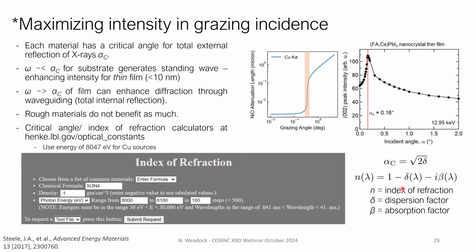From this index of refraction, you can calculate the critical angle for total external reflection, so the angle at which X-rays will no longer bounce or reflect off your sample, but will start to penetrate inside. That's visualized in this plot here, where I'm calculating the attenuation length, or penetration depth effectively, of X-rays into nickel oxide as a function of that incidence angle. Around 0.3, 0.35 degrees, you see that this attenuation length jumps up very high, telling us that we've now entered the region where we are penetrating into the sample.